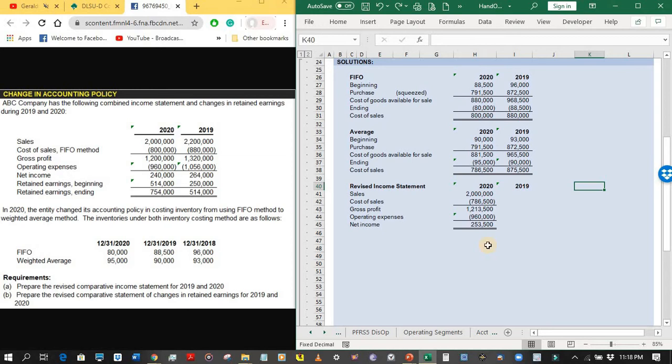So the sales in 2019 is 2,200,000. Then the revised cost of sales in 2019 is 875,500. So the revised gross profit is 1,324,500. Then the operating expenses is at 1,056,000 pesos. Then the net income is 268,500. That is revised, computed using the weighted average method. So these are the revised net income. So that is computed based on the weighted average method.